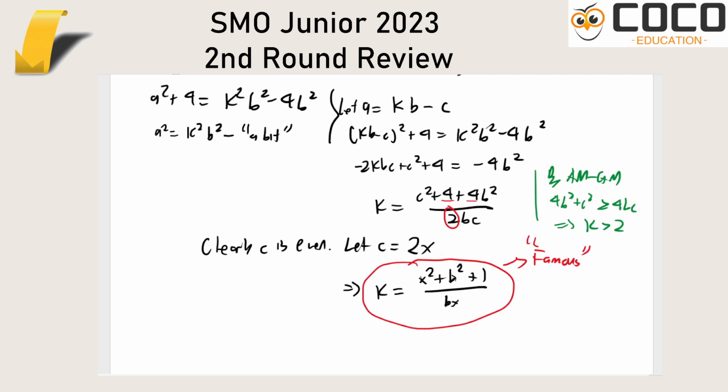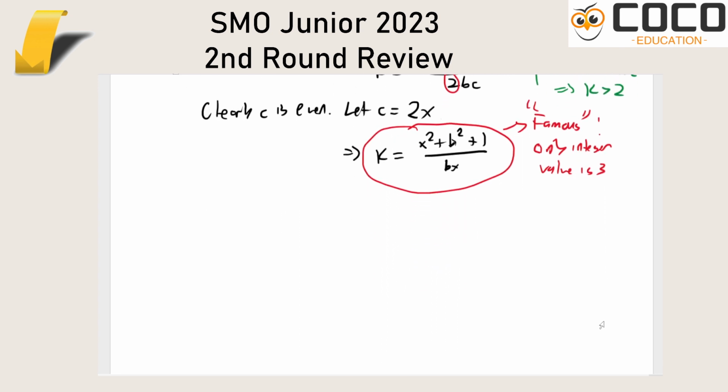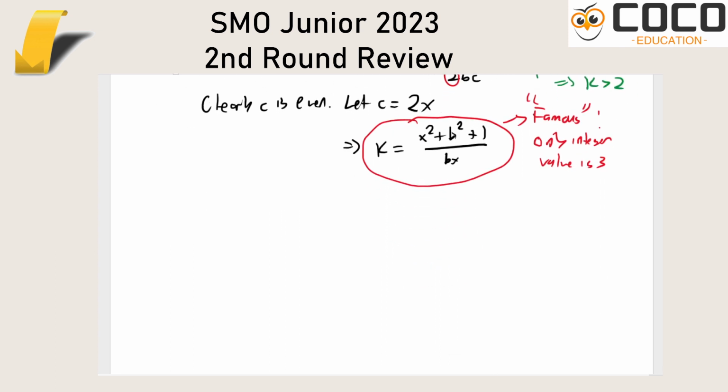That the sum of squares plus 1 over the product, the only integer value is 3. No other integer values can be obtained. But the trouble is that even though no other integer values can be obtained, the proof of it is not actually that simple, unless you have already heard previously of Vieta jumping.